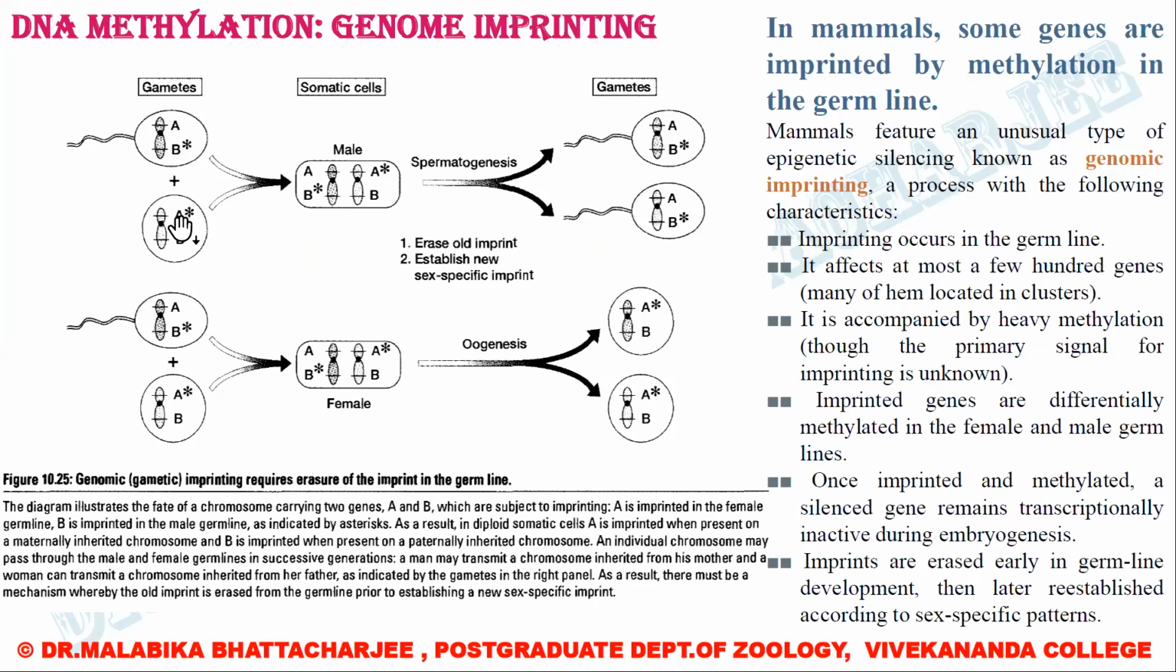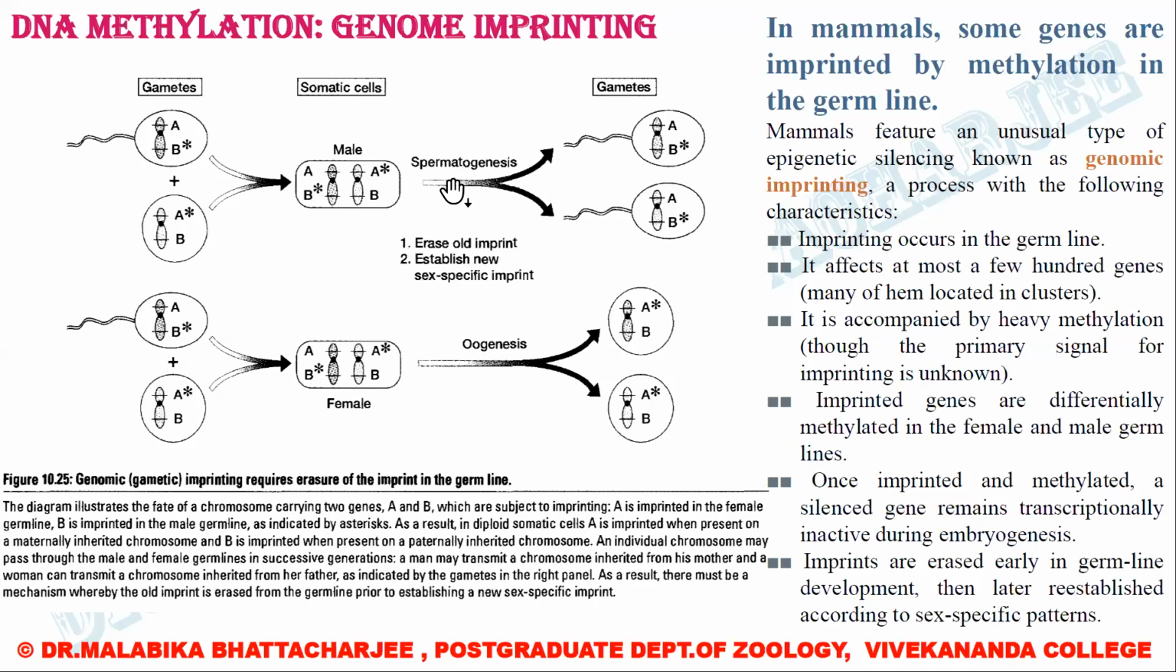Mind you, imprinting means that in most cases they are methylated, that is, they are silenced. So keep in mind that these genes are not expressed; they are silenced by the phenomenon of methylation. So let us assume, in somatic cells, during spermatogenesis, the old imprint is erased. So the imprints are erased in the male gametes.